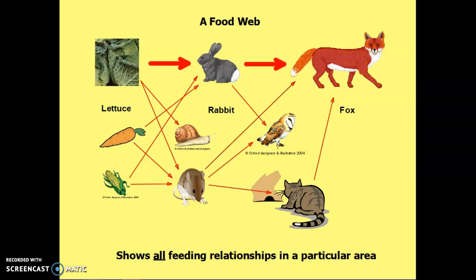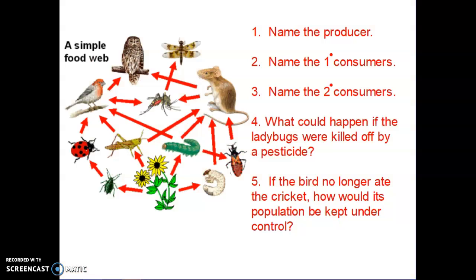So these guys are your top carnivores. If we had to make a pyramid for this, they would be on the tip top. And then the ones on the bottom would be your lettuce, your carrot, and your corn down there. Okay? All right, so name the producer. That would be the sunflower. It's the only one.